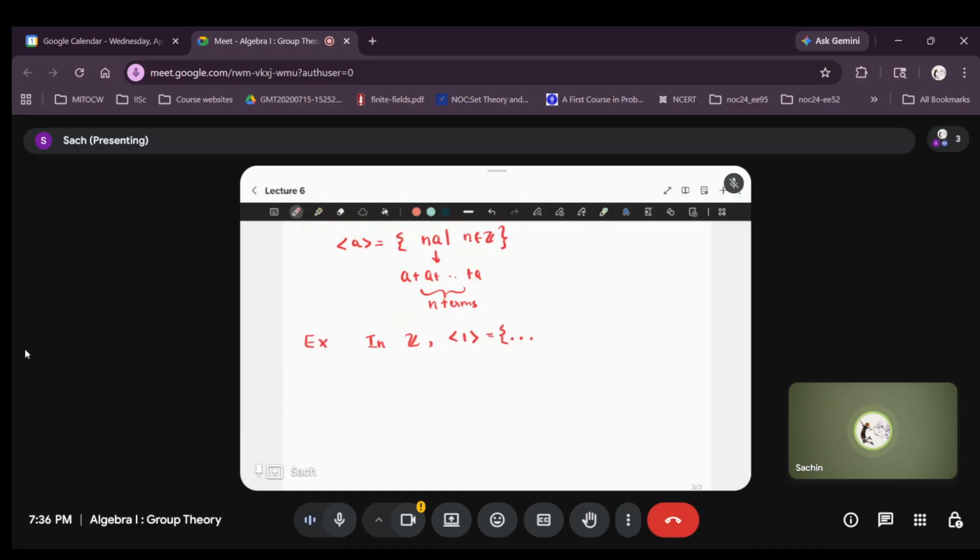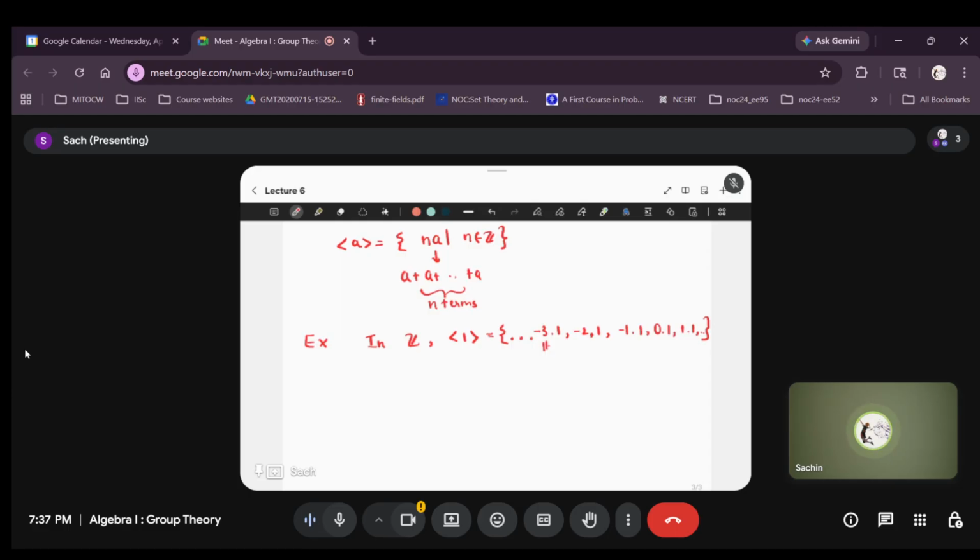Z under addition only, right? Z is not a group under multiplication. Yes. So you have this is the group Na for n in Z. So you have minus 3 times 1, minus 2 times 1, minus 1 times 1, 0 times 1, 1 times 1, etc.